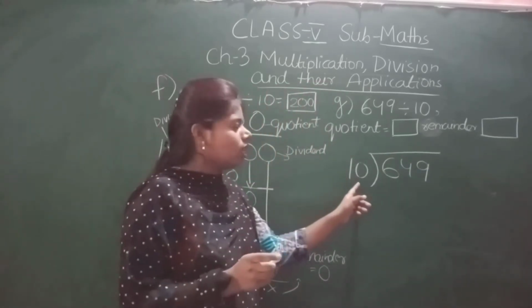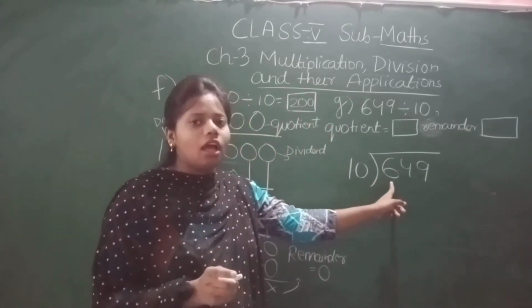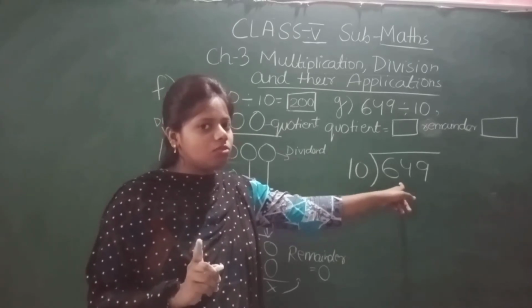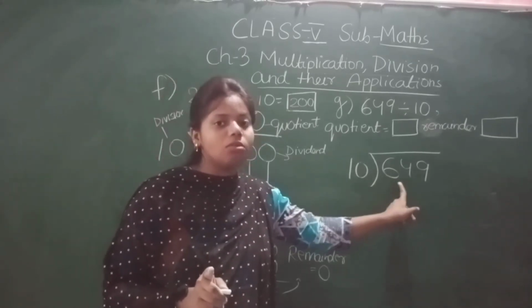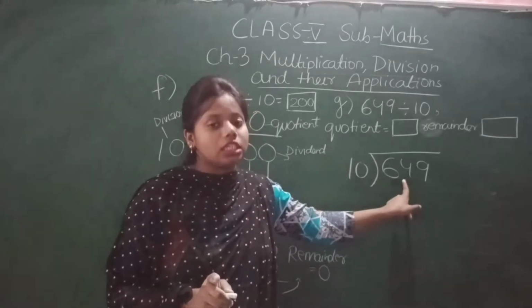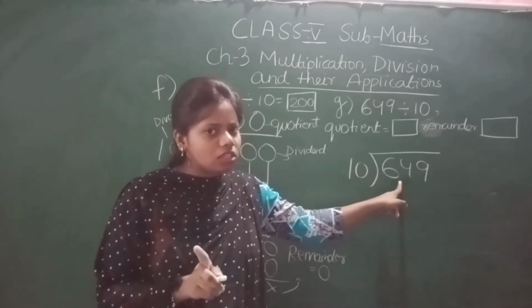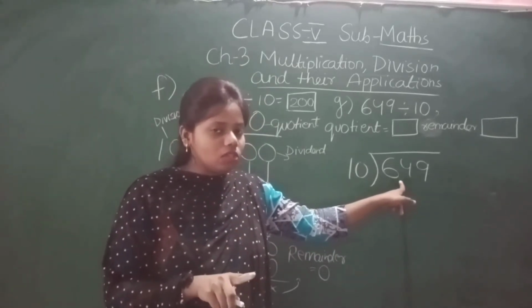Okay, now see here. 10. How much is 6? In 10 table 6 will come? No. So we will take 2 digits. It will become 64. In 10 table 64 also doesn't come. But less than it comes now.